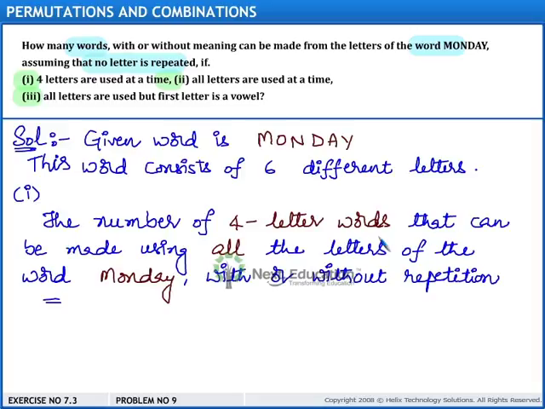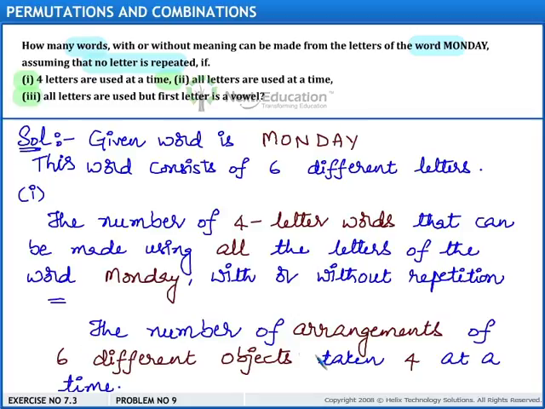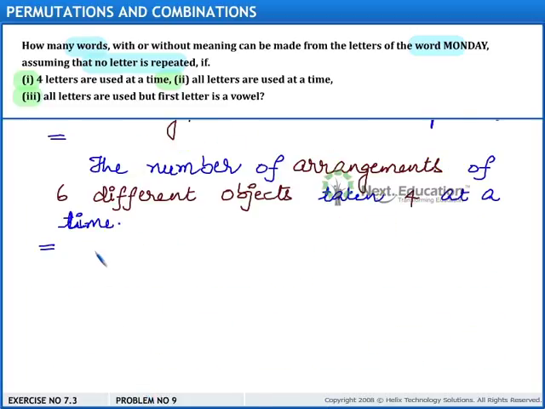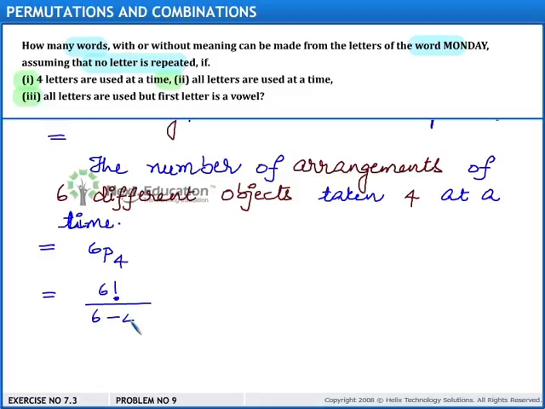The number of 4-letter words that can be made using all the letters of the word Monday with or without repetition is equal to the number of arrangements of 6 different objects taken 4 at a time. So this is equal to 6P4. This can also be written as 6 factorial upon (6 minus 4) factorial. So this is equal to 6 factorial upon 2 factorial.